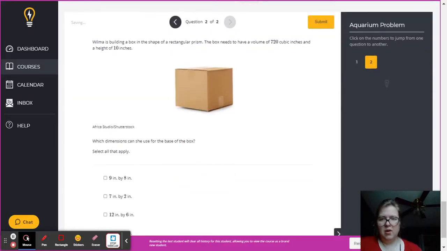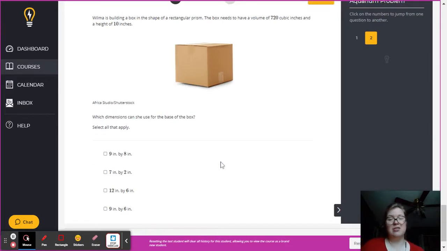Then we have this one. Wilma is building a box that is a rectangular prism. The box needs to have a volume of that many cubic inches and a height of 10 inches. So what should the base be? It's the area of the base times the height, and that would equal 720. So we'd have 10 multiplied by the base equals 720. The only thing that could be is 72. So the area of the base needs to be 72.